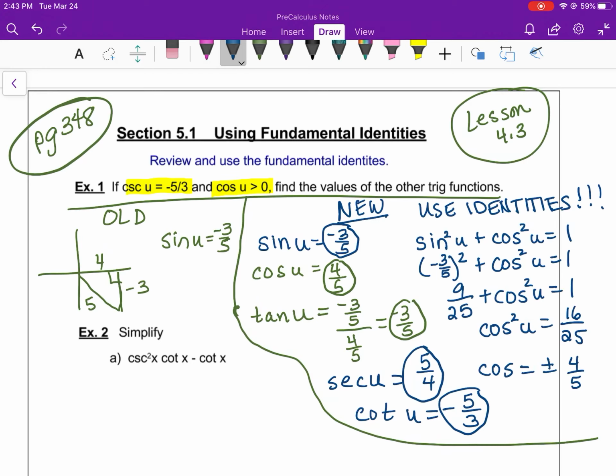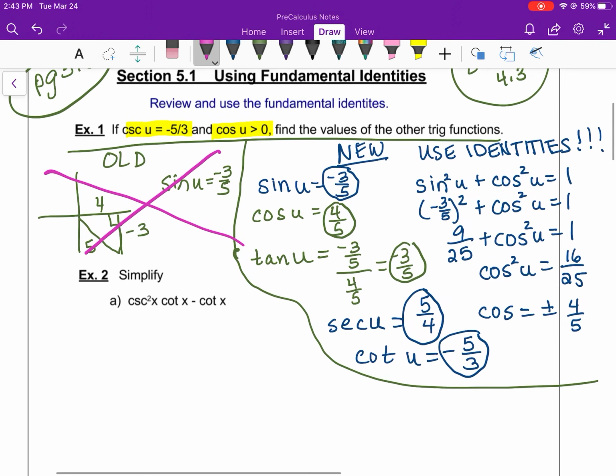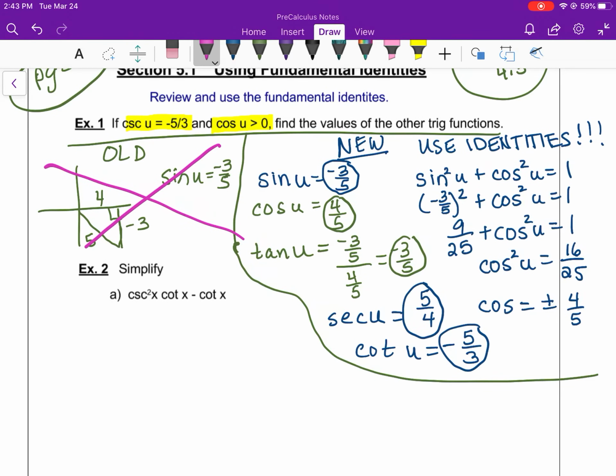So what I want to see you do in this lesson is use identities to help you. Now, if you look at the directions in your textbook, it doesn't say to use identities, but that's the whole idea of this lesson, is to get you guys back into using identities. So I want you to try to switch over and use identities to help you find the trig values. Okay, moving on.